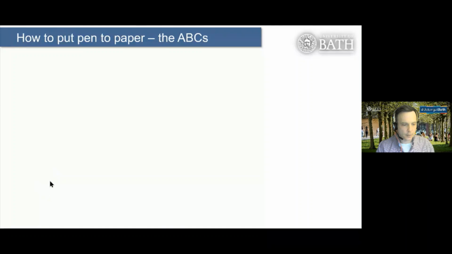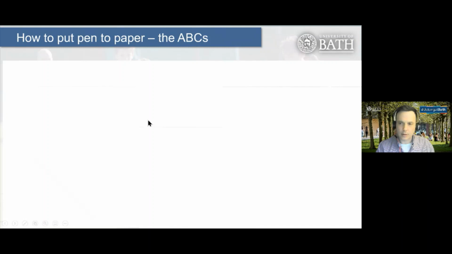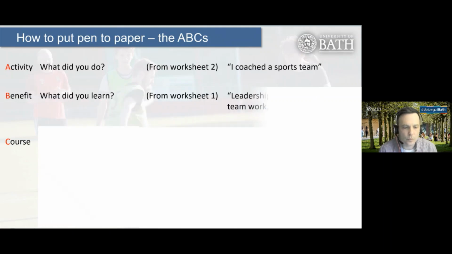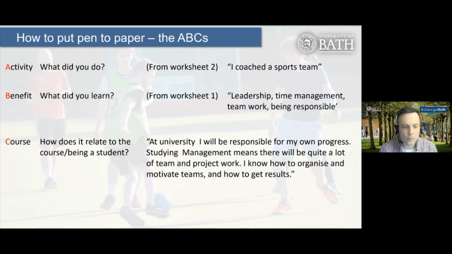Okay, I'm going to try this again, hopefully. So how do you achieve this? Trying to put pen to paper, we recommend a method called the ABCs. These stand for activity, what you did, in other words, examples from worksheet 2; benefit, what you learned, the connected relevant skills or knowledge identified in worksheet 1; and course, a sentence or two to make an explicit link between the activity, benefit and the course. You can do this in many different ways.